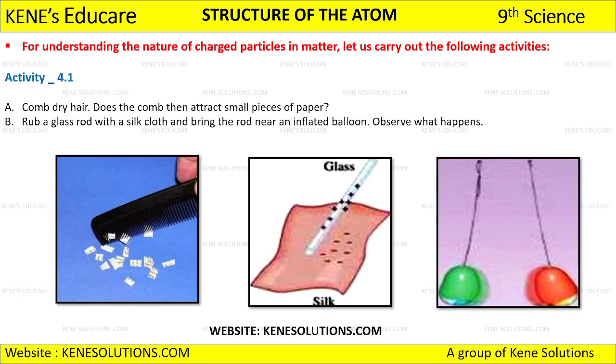Then after that, rub a glass rod with a silk cloth and bring the rod near an inflated balloon. After rubbing it, we need to bring it near the balloon and observe what exactly happens over there. For the comb, you will see that pieces of paper are attracted to the comb, and here also the glass rod will attract the balloon, right?